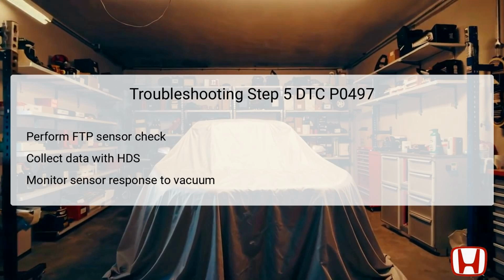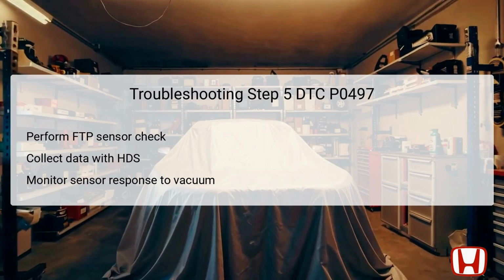Ensure the vehicle is turned off before carefully removing the FTP sensor while keeping its connector attached. Set up the T-fitting with your vacuum pump and gauge attached to the FTP sensor. Once everything is connected, turn the vehicle on to initiate the system. Collect and document the FTP sensor readings using the HDS data list, which provides insights into current conditions.